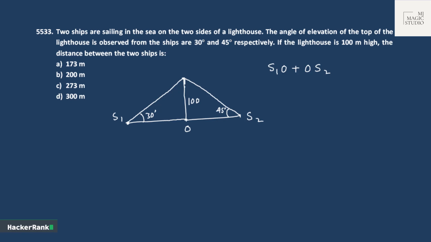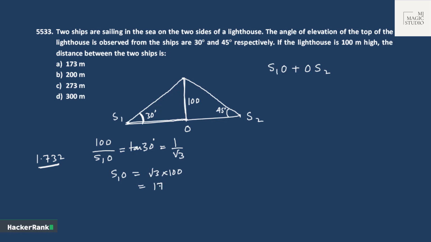Look at the first triangle. Perpendicular by base is equal to tan theta. 100 by S1O equals tan 30 degree, that is 1 by root 3. That means S1O is root 3 into 100. Root 3 is 1.732, into 100 will be 173.2. So S1O is 173.2.